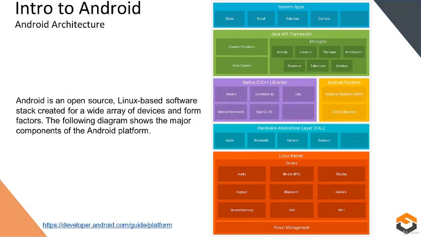Android is an open-source, Linux-based software stack created for a wide array of devices and form factors. The following diagram shows the major components of the Android platform. The foundation of the Android platform is the Linux kernel. For example, the Android Runtime, ART, relies on the Linux kernel for underlying functionalities such as threading and low-level memory management. The Hardware Abstraction Layer, HAL, provides standard interfaces that expose device hardware capabilities to the higher-level Java API framework.